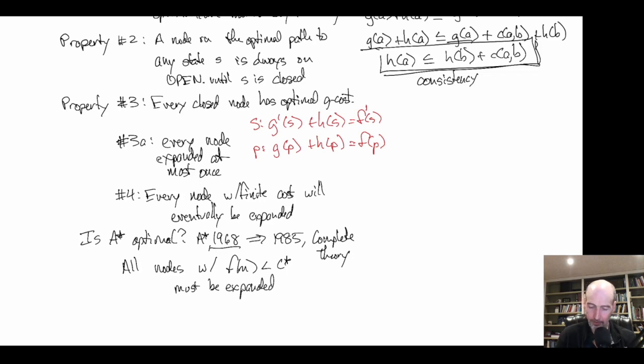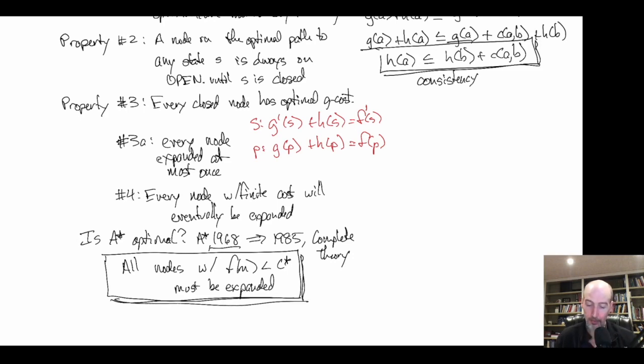And this is sort of their main result. So all nodes with f less than C star must be expanded. The nodes with f equal to C star may be expanded. A really good way to think about this theory is, suppose you were given a path of some cost, and I asked you, can you verify that this is the optimal solution?